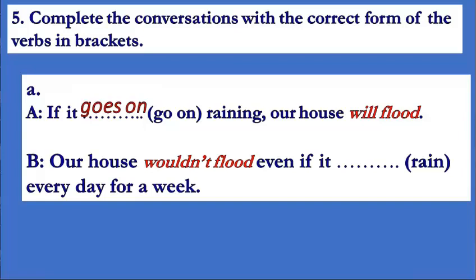We added es. Okay. Our house wouldn't flood. Would not flood. Be careful. We are using would. Using would, of course, means we have to use the past simple. The past simple of the word rain. Who can tell me the past form of rain? What should we add to this word? Excellent. We add ed. It rained. Our house wouldn't flood if it rained every day for a week.